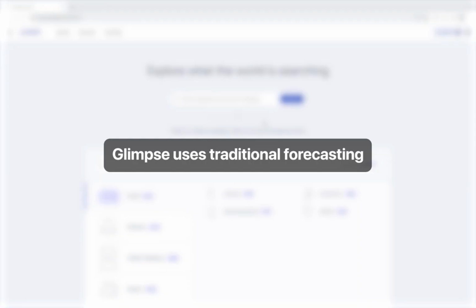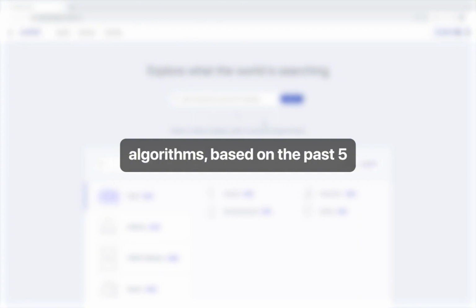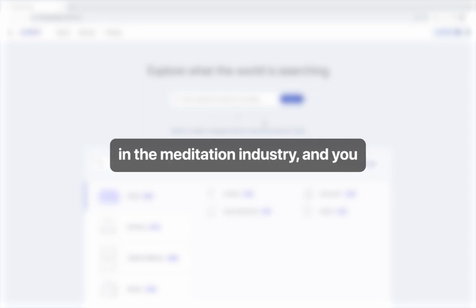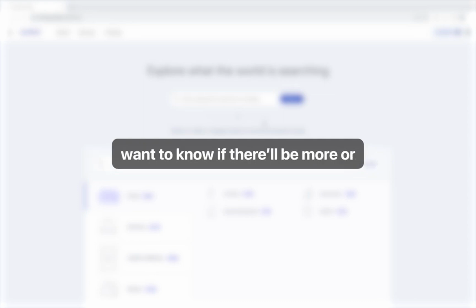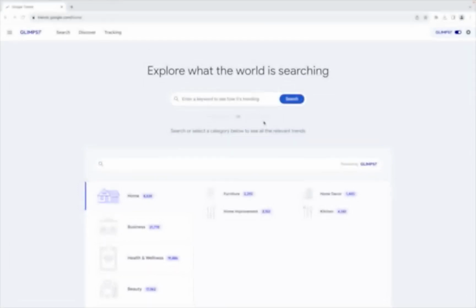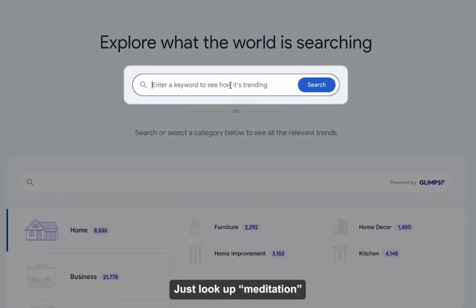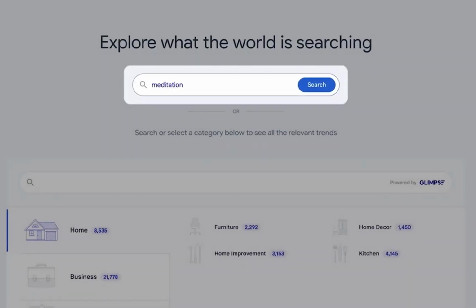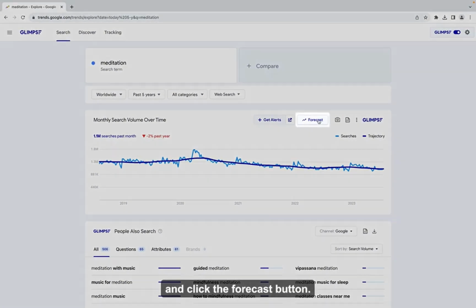Glimpse uses traditional forecasting algorithms based on the past 5 years of historical data to estimate the future growth of any topic. Imagine you're exploring an opportunity in the meditation industry, and you want to know if there will be more or less demand for meditation next year. Just look up meditation and click forecast.